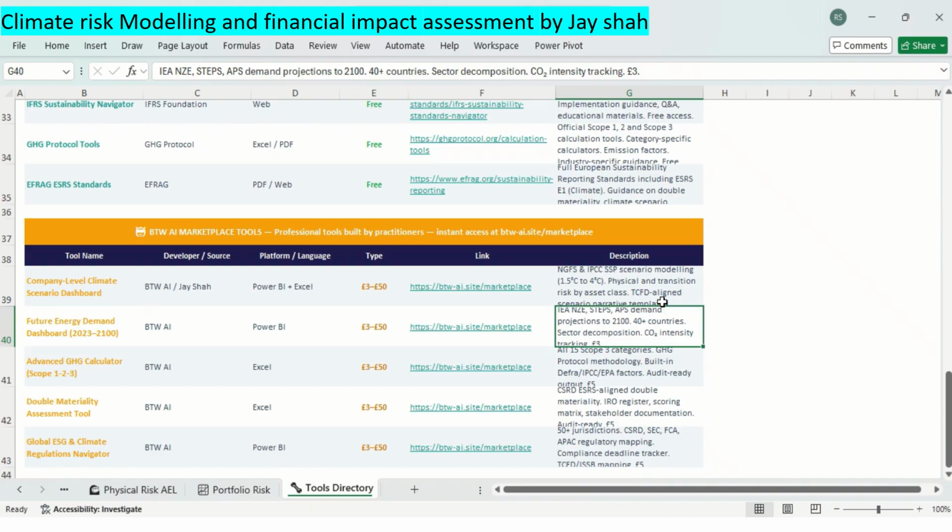So the final sheet is the tool directory, and that also will be available in your learner guidance, and the formula quick reference you can definitely see in my video only.